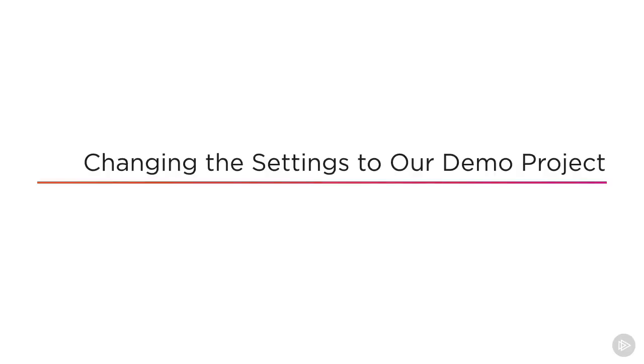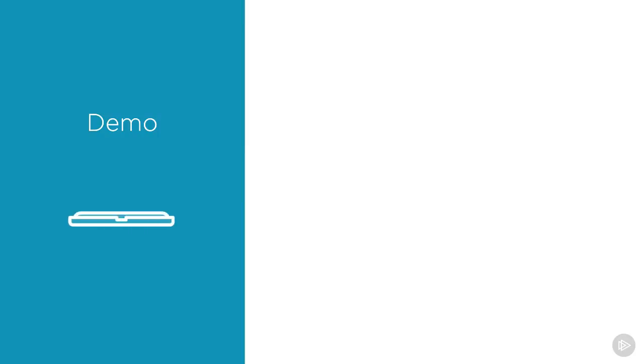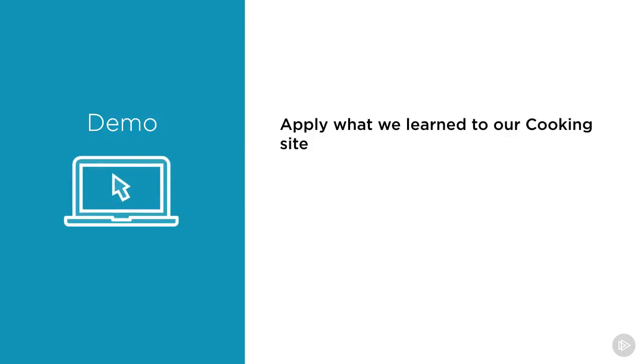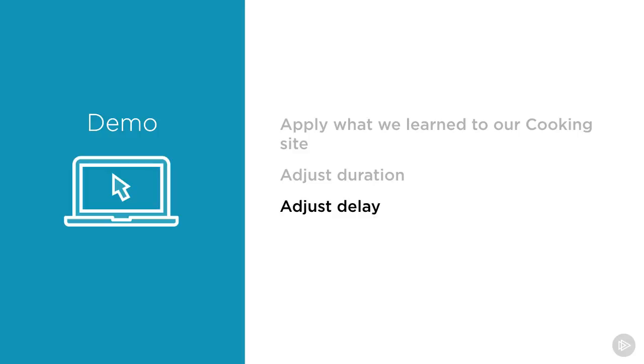Now that we've learned how to change some of the settings inside of our sample project, we're going to come into our demo project and adjust some of those settings. First of all, we're going to apply what we've learned to our cooking website, and not just the sample website that we've been working with. We're going to adjust the duration of our animations, the delay of our animations, and the iteration count of some of our animations as well. And then we'll come back in and wrap up what we learned.